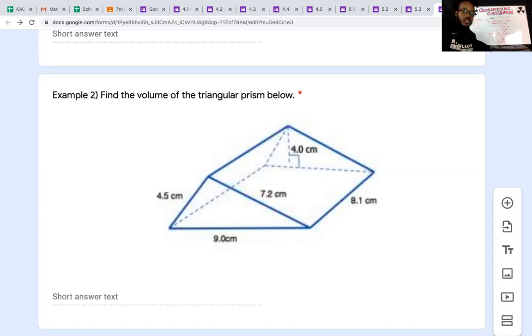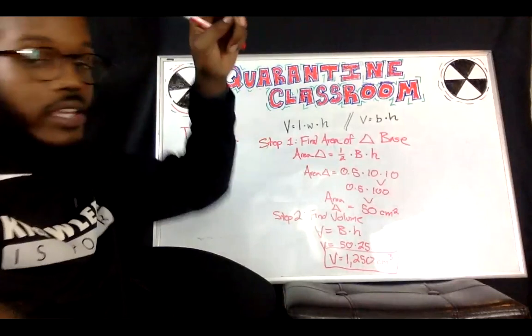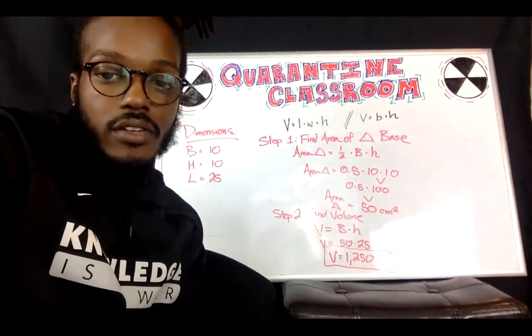And this is what I'm going to use to figure out the rest. So first I would have to find the area of this triangular base, 1/2 of base times height. And then I'm going to multiply that answer times 8.1, that times depth. All right. So first things first, I need to clear my board.